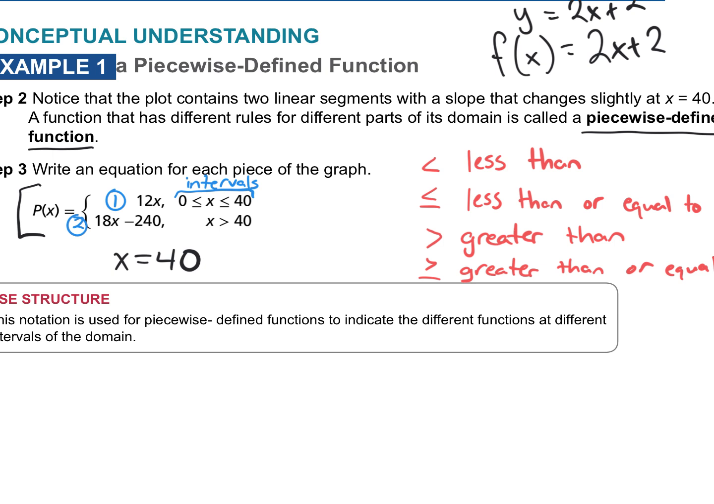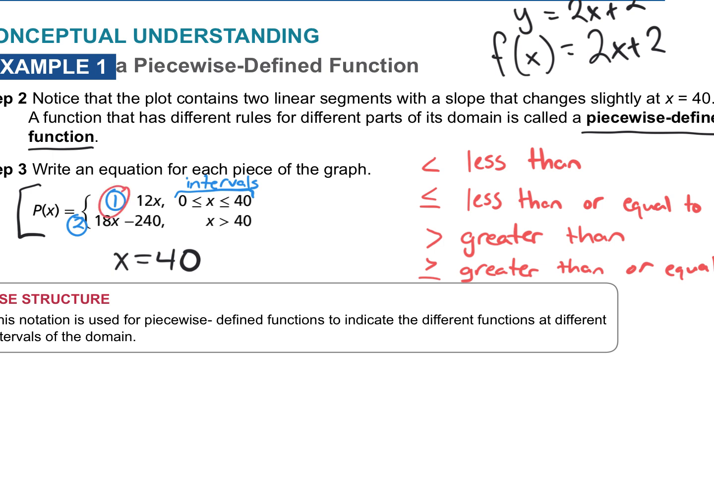Okay, so x equals 40. Does that fall into the first interval or the second interval? Show me 1 or 2 on your hand. You should be showing me 1. Why is it in the first and not the second? Because the second has to be greater than 40, but the first one can be equal to 40. So we are picking the first one.